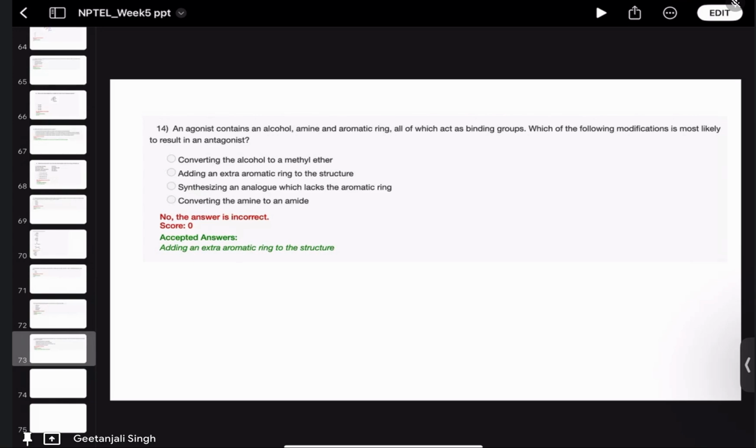The last question was, an agonist contains an alcohol, amine, and aromatic ring, all of which act as binding groups. Which of the following modifications is likely to result in an antagonist? A, converting the alcohol to a methyl ether. B, adding an extra aromatic ring to the structure. Or C, synthesizing an analog which lacks the aromatic ring. Or D, converting the amine to an amide.